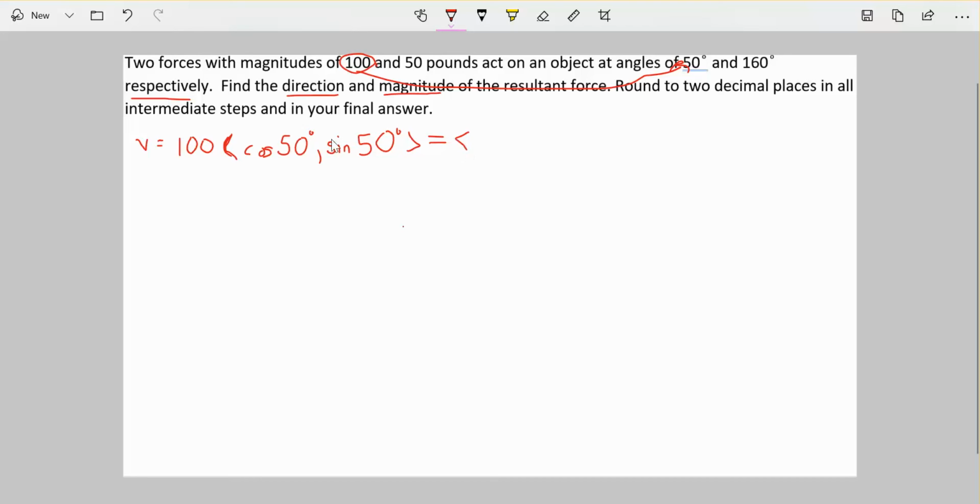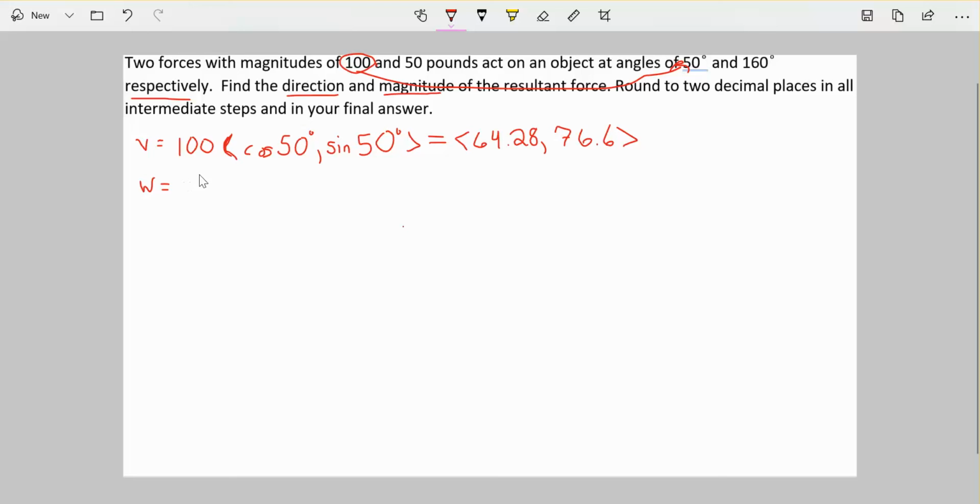If I do 100 times the cosine of 50 degrees, I get 64.28, and then I multiply the 100 times the sine of 50 degrees, and I get that the second part here should be 76.6. Okay, so there's my first vector where the force magnitude was 100 and the angle was 50. We're going to do the same thing for the second part.